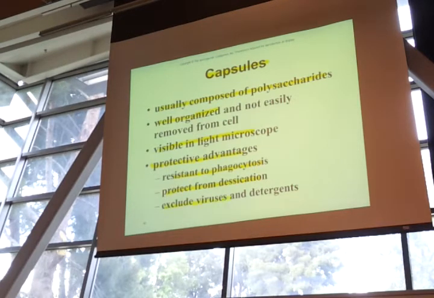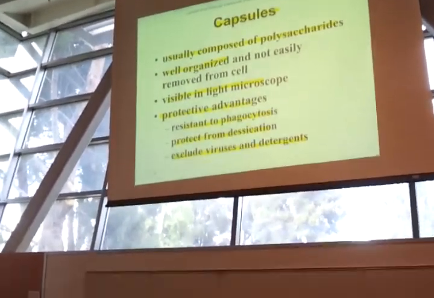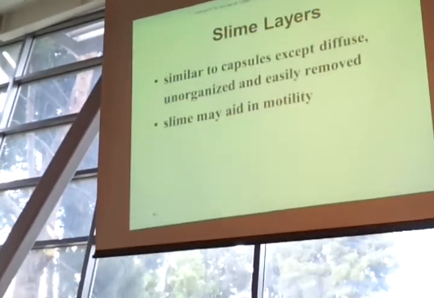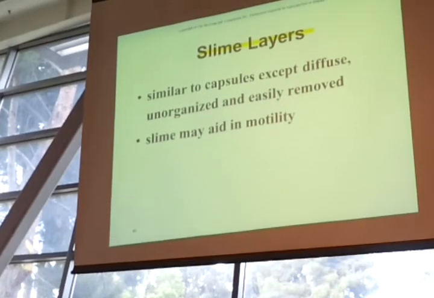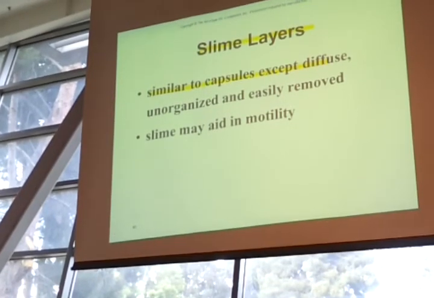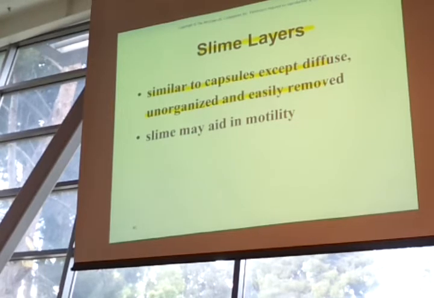Again, protective environment. Exclude viruses and detergents. Anything like a detergent usually has ingredients that help to break down things, but still, if it has a large capsule, it's going to be protected. The slime layer is usually outside of the capsule, and this is an unorganized layer. So you could have the capsule, and then on the other side of that, you have additional layers that start to become part of the environment. They're less and less organized until it finally gets to the point where, if it's in some kind of media, it's part of that media.